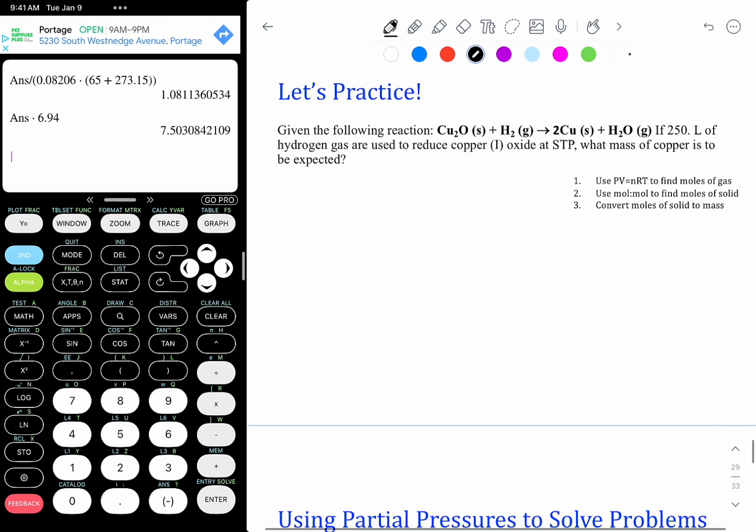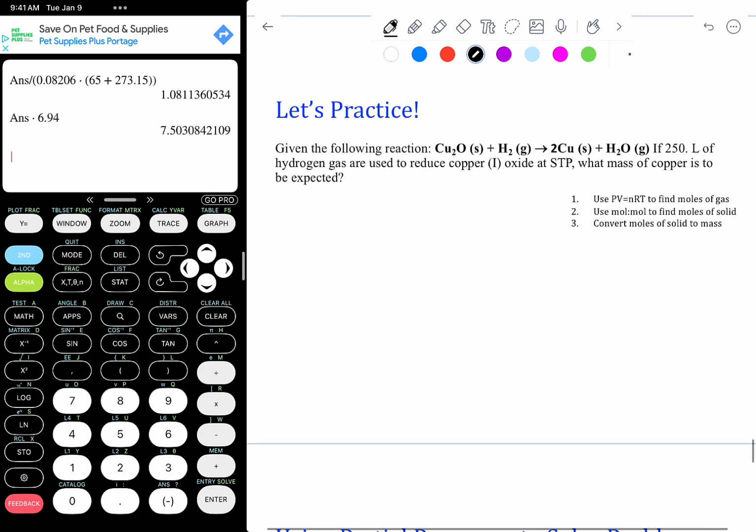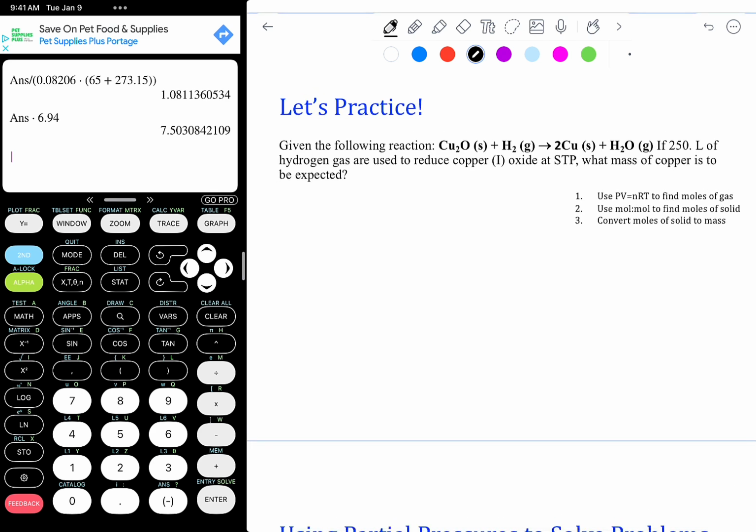We have a similar problem here. Given the following reaction, if 250 liters of hydrogen gas are used to reduce copper 1 oxide at STP, what mass of copper is to be expected? So we're starting with hydrogen gas here, and we're converting to copper solid. So use the same steps that we used in our previous problem, which are right here on the screen, in order to solve for the mass of copper.